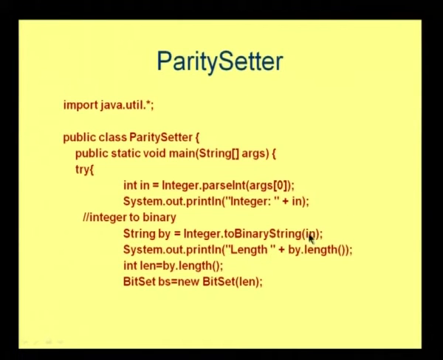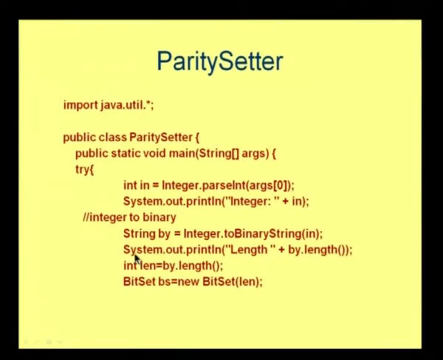Think of the 7 that we have seen. If I take 7 as the value, the binary representation of 7 will be returned in the form of a string. We can see System.out.print, I am printing the length, binary.length. For 7, this will give 3.